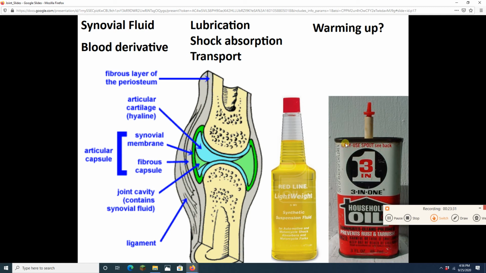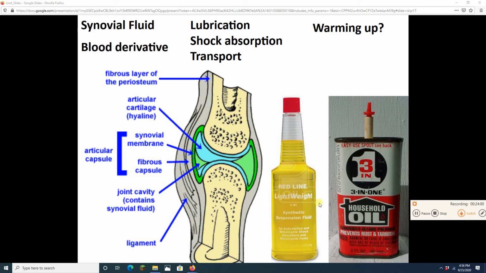Now, capillaries in this membrane are going to basically allow fluid to be pushed out from the bloodstream, and that what was once blood becomes synovial fluid. It is going to be the oil of your joint. Why do we use oil? It is a lubricant, so we're going to have a lubricative function for our synovial fluid.